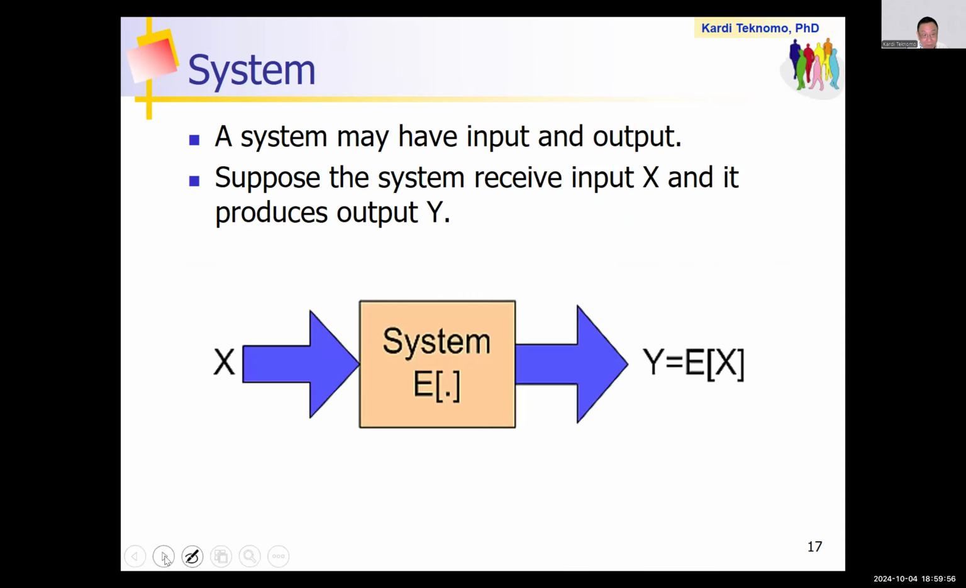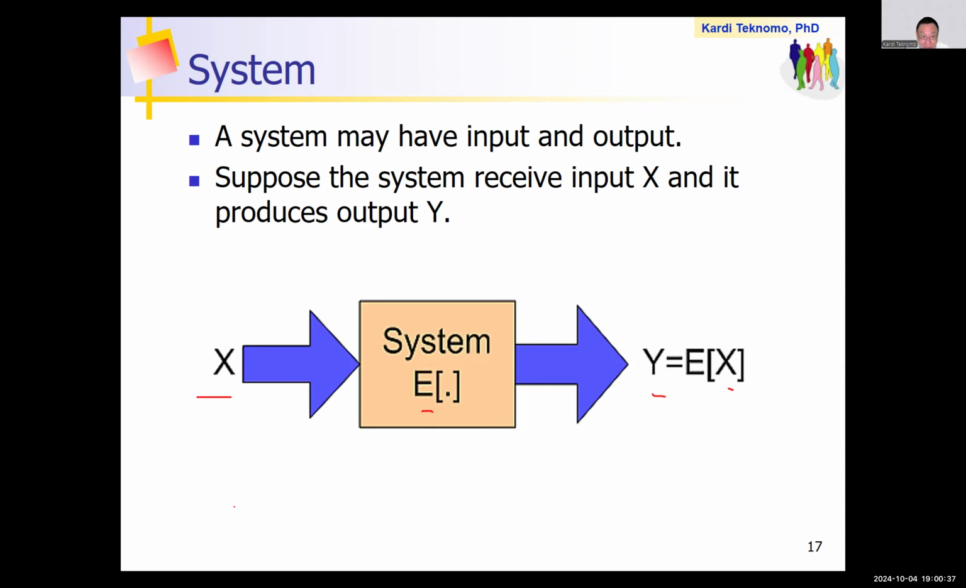Basically, your model represents a system. A system should have an input and an output, isn't it? So the input is x, the output is y, say your system name is E, and the dot here represents the input. So then you will get y is a function E of the input. So when we say function, system, model, they are actually equivalent.